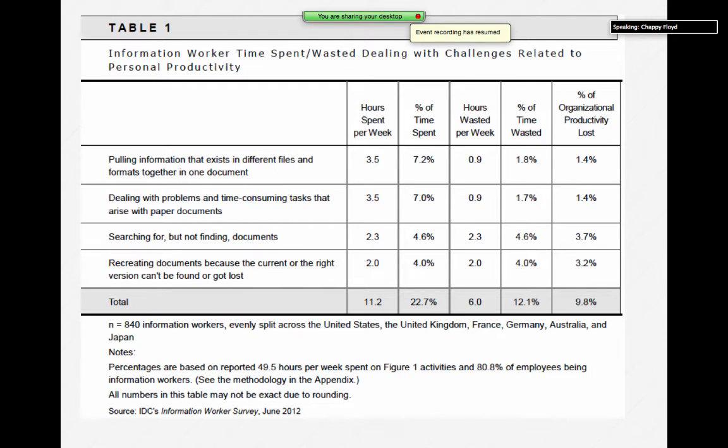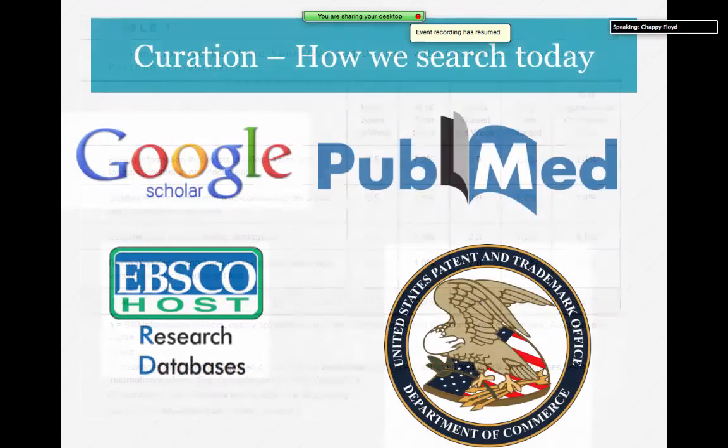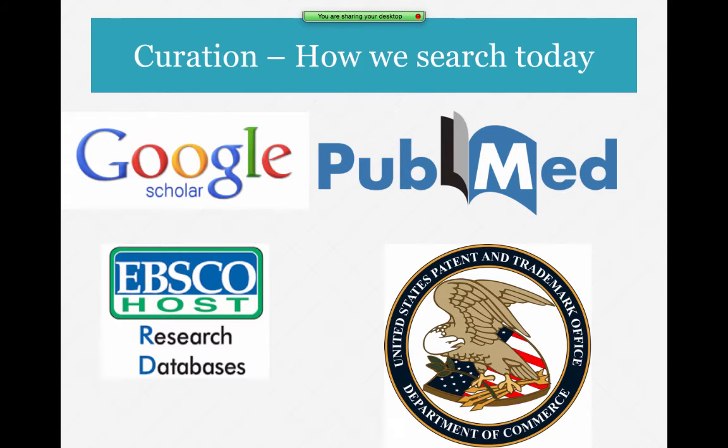So let's take a look at what people typically use today as resources for the first part of the three C's. Again, the curation piece. Google Scholar, PubMed, EBSCO or other research databases, and something like the USPTO are very popular resources in order to conduct research. But each of these resources have different challenges, different pros, as well as different cons.